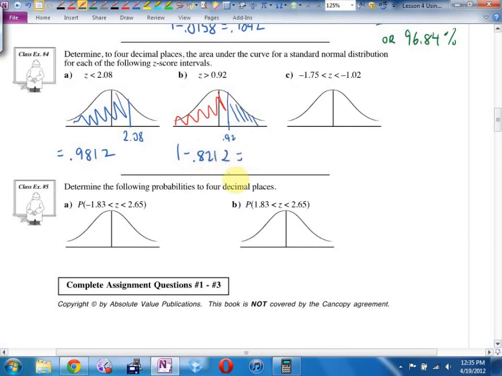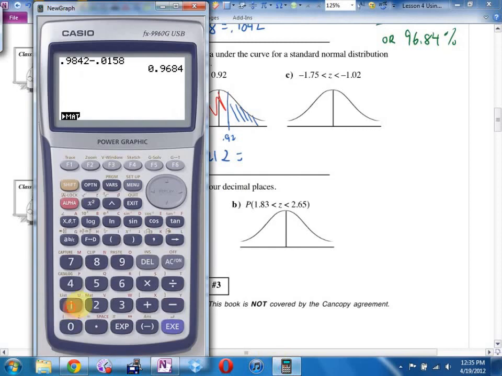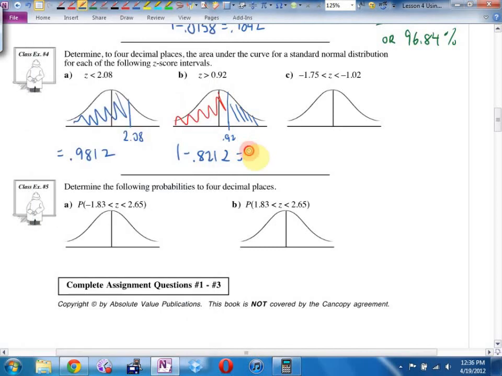What is 1 minus 0.8212? Point... 0.1788. You okay with this, Alex? One, two, three more, and then I'm going to give you a bunch to practice before we move on to part 2.